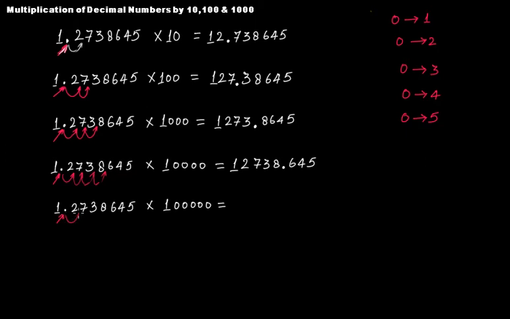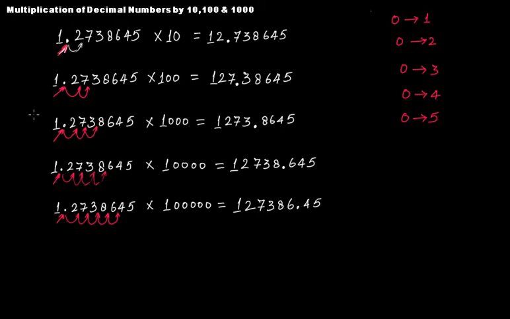So first jump, second jump, third, fourth, and this 5th. That is, you have to count 5 digits after the decimal point. 1, 2, 3, 4, and 5. So the number of zeros will tell you how many digits you have to count after this decimal point. It will be placed after 6. So this is 1, 2, 7, 3, 8, 6.45.